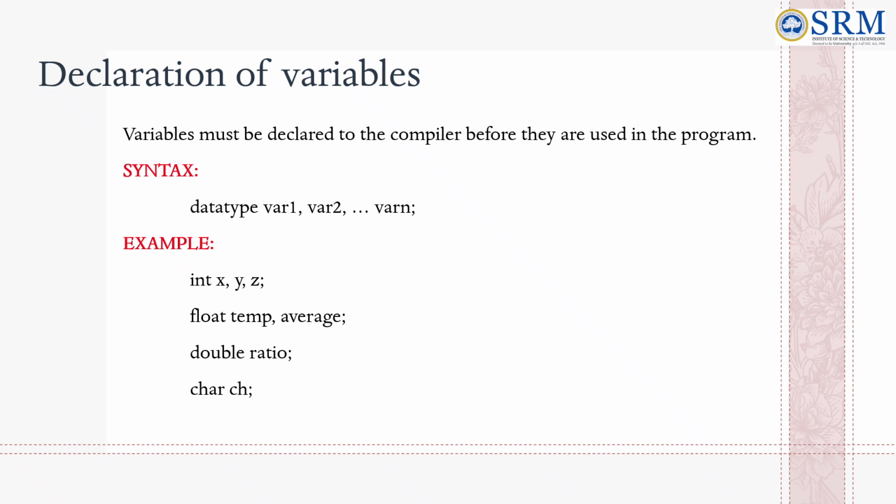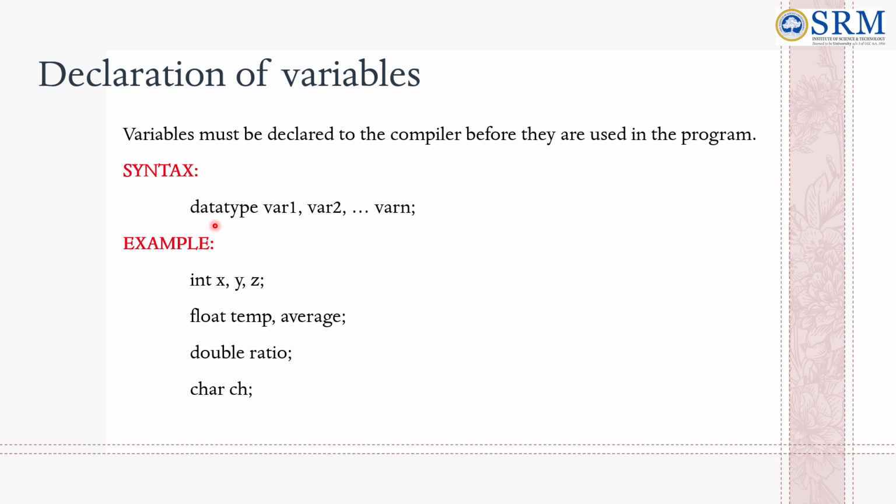We have learned what is a variable and what is a data type. Now let's learn how to declare a variable. Variables must be declared to the compiler before they are used in the program. Now let's see the syntax for declaring the variable. Syntax is nothing but the grammatical rule for declaring the variable.